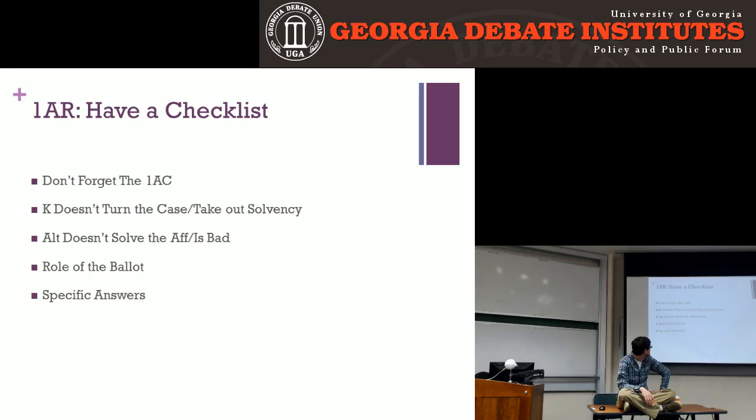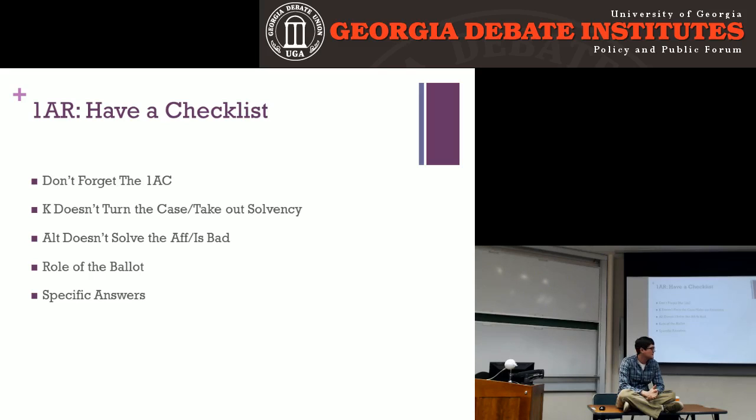You want to carry forward your argument about the alternative and especially make the argument that the alt doesn't solve the app. Alright, these two and three up here are just particularly important. I recommend on virtually any critique you make in the 1AR, at some point you want to say the critique doesn't turn the case and the alt doesn't solve the case. Okay, those two arguments probably win more debates for the negative than should be allowed.